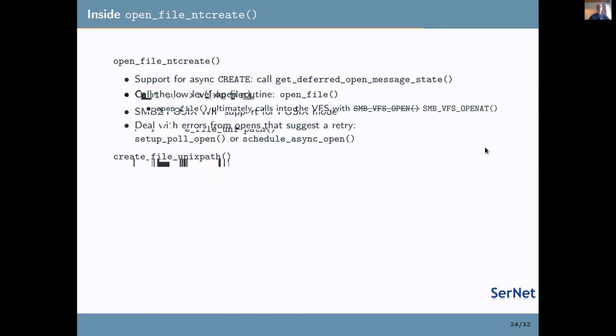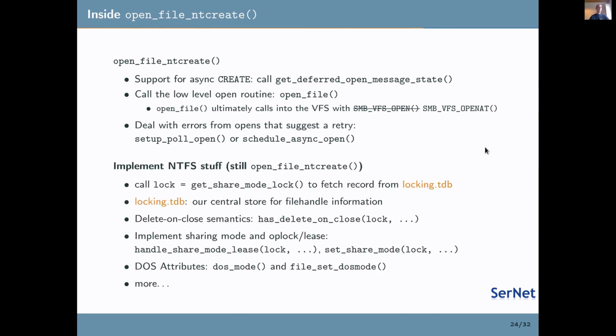After that, it calls the low-level open routine, a function open file, and that is the one that sooner or later actually calls into the VFS with the open function, or not anymore. This just got changed last week. We're now calling the VFS open add function. And subsequently, it deals with any errors from the open functions that may suggest a retry to process asynchronously, and calls the function setup poll open or schedule async open to cope with them. And then it goes on to really implement all the interesting NTFS stuff.